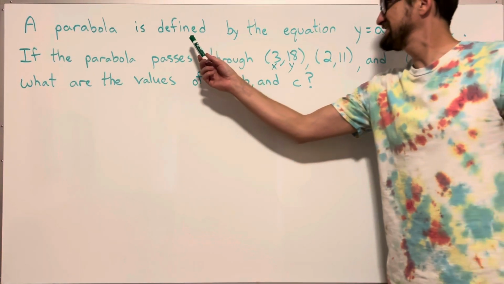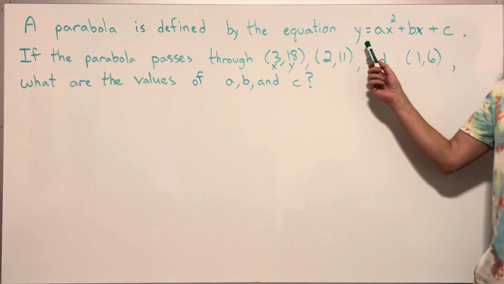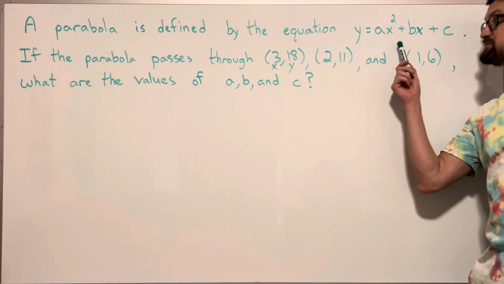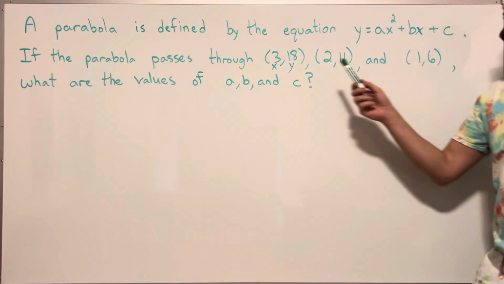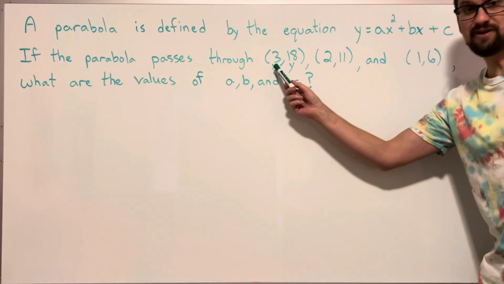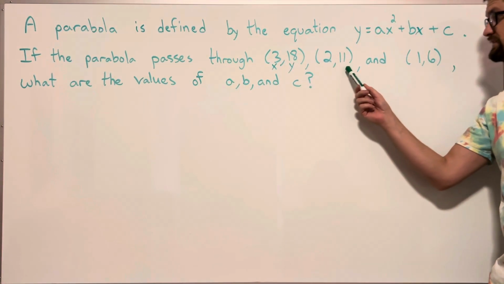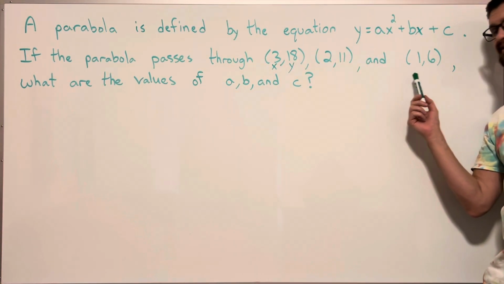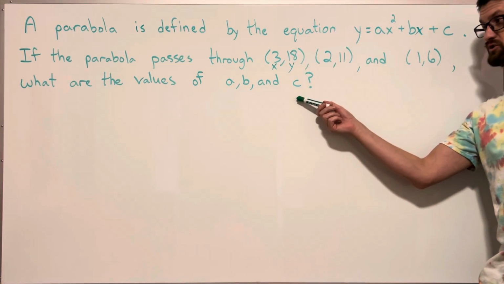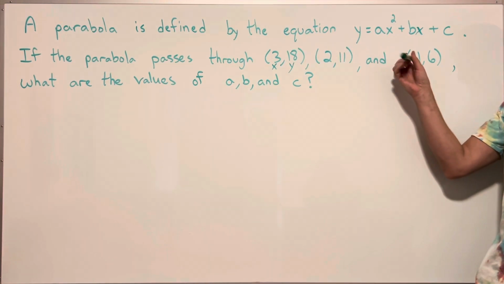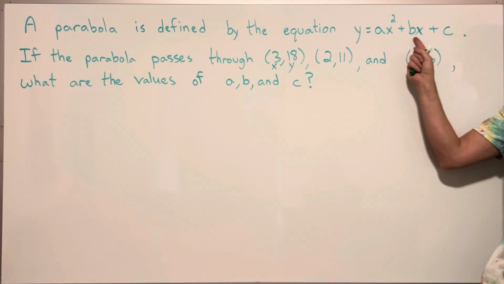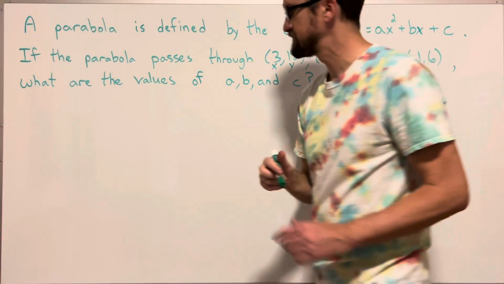A parabola is defined by the equation y equals ax squared plus bx plus c. If the parabola passes through (3, 18), (2, 11), and (1, 6), what are the values of a, b, and c? These values right here, the a, b, and c, those coefficients.